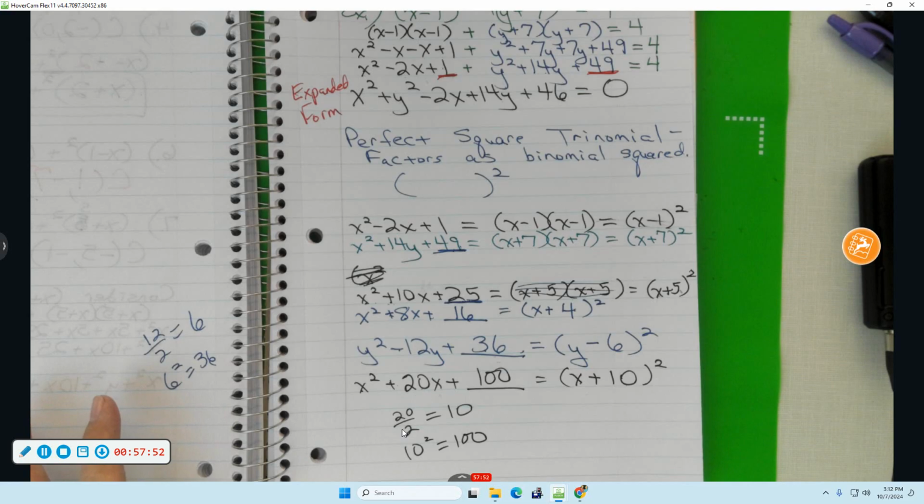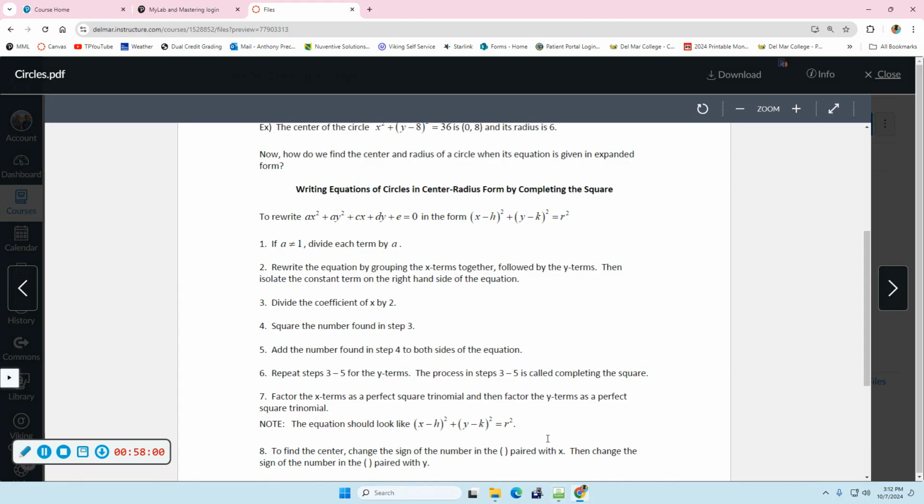Divide that coefficient of x by 2, that gave us 10. Square the 10, that gave us 100. So steps 3 and 4 are those magic steps that will give us the constant we need to create the perfect square trinomial. Repeat those steps for the y terms. Factor it as a perfect square trinomial, and after you do that, you should have it in center radius form.